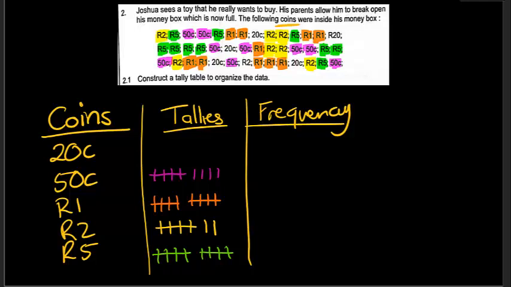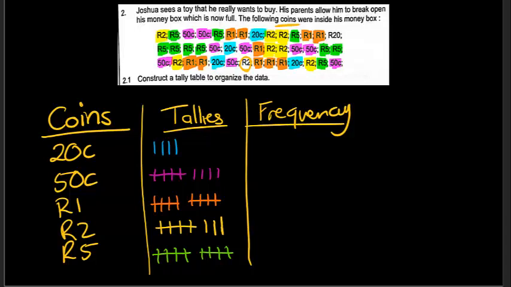Next up, we've got 20 cents coins. I've got 1, 2, 3, 4. I've got 4 20 cents, so I'm going to tally that. And what is left is, oh, there's a 2 rand coin over there that I overlooked. So I'm going to add that to my 2 rand tallies.